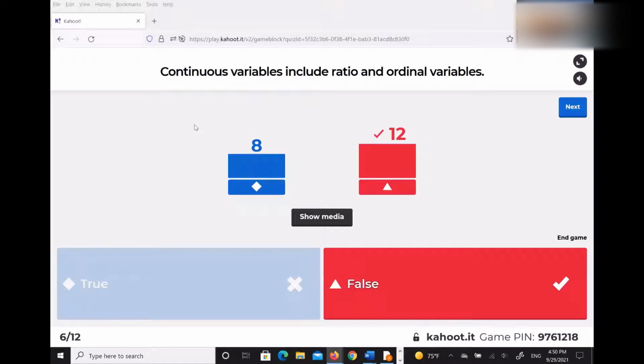Continuous means numbers, right? Or numerical. I got Brittany, Monserrat, Rihanna, Evelyn. How about more people?